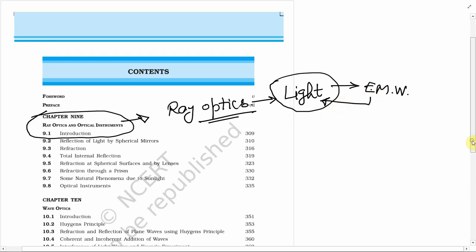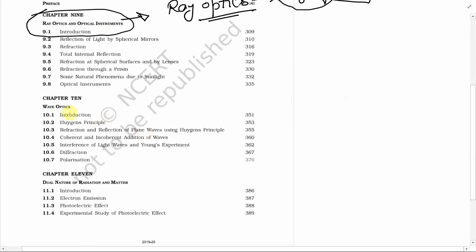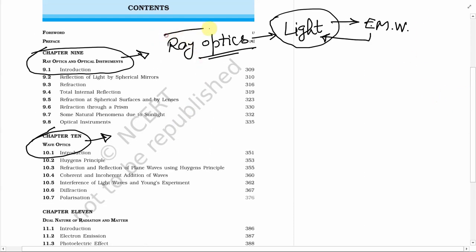Now coming to the next chapter, we see it is named wave optics. So what is this wave optics? While studying ray optics, it will be realized that all the phenomena associated with light cannot be explained with this ray optics. Ray optics cannot explain all the phenomena observed related to light. So some new theories will be studied in this chapter and they will show us that light may be a wave also.